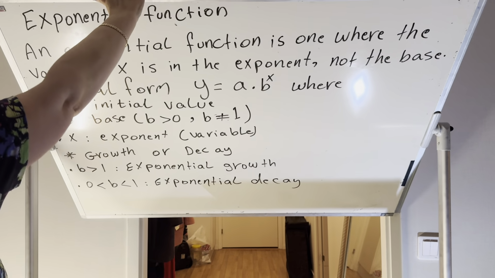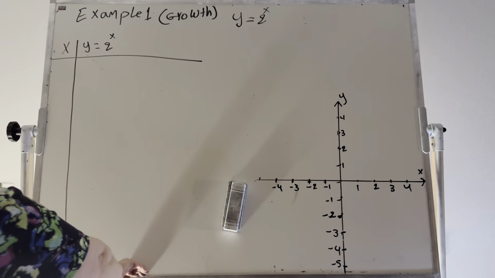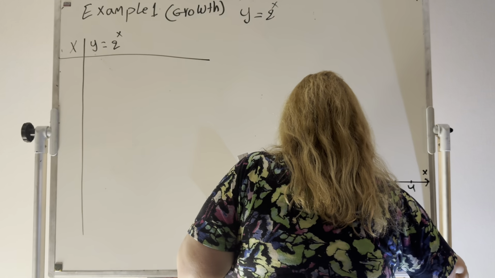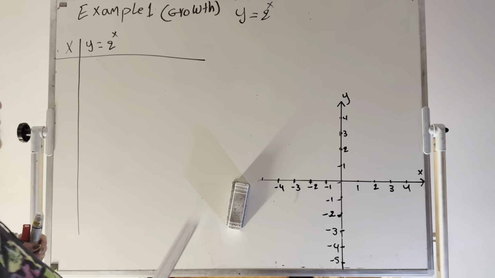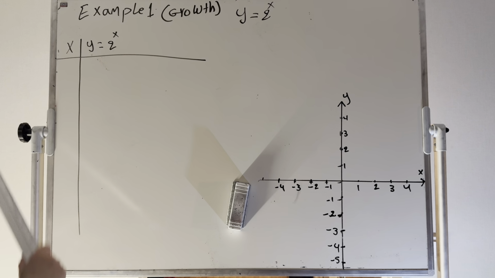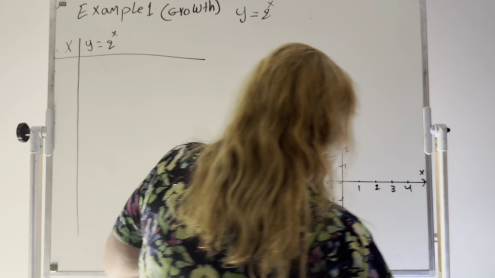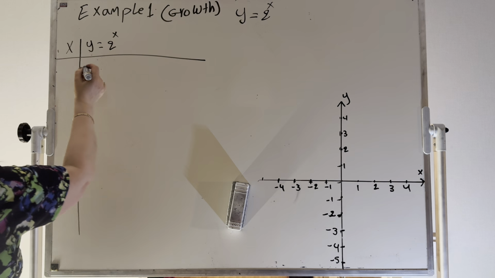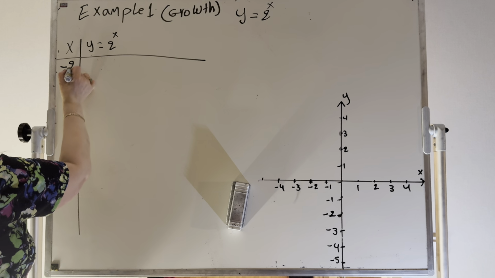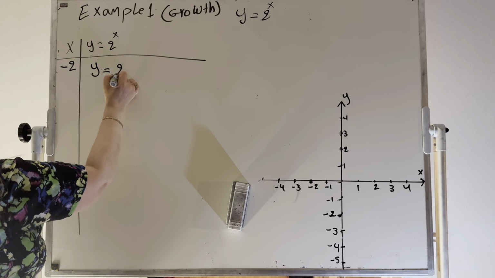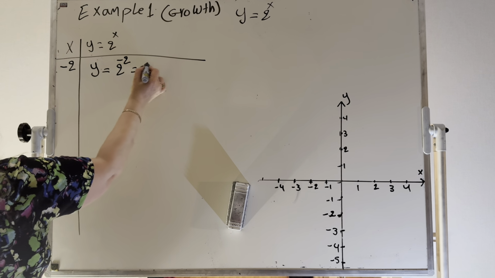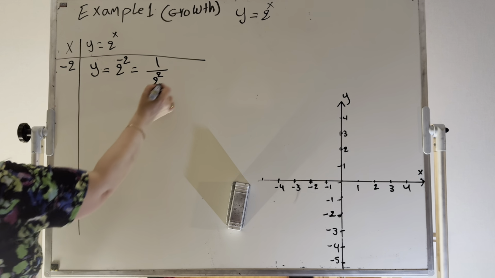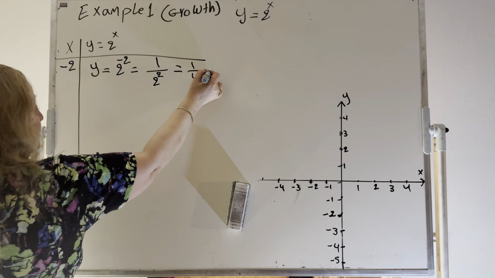Example 1: Growth. y equals 2 power x. I will decide x values and calculate the y value. When x equals minus 2, y equals 2 power minus 2, which equals 1 divided by 2 power 2, equals 1/4.